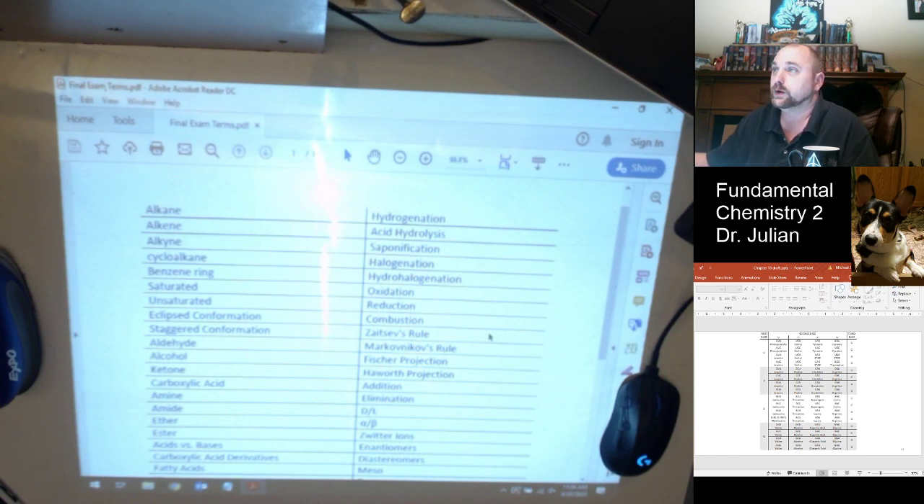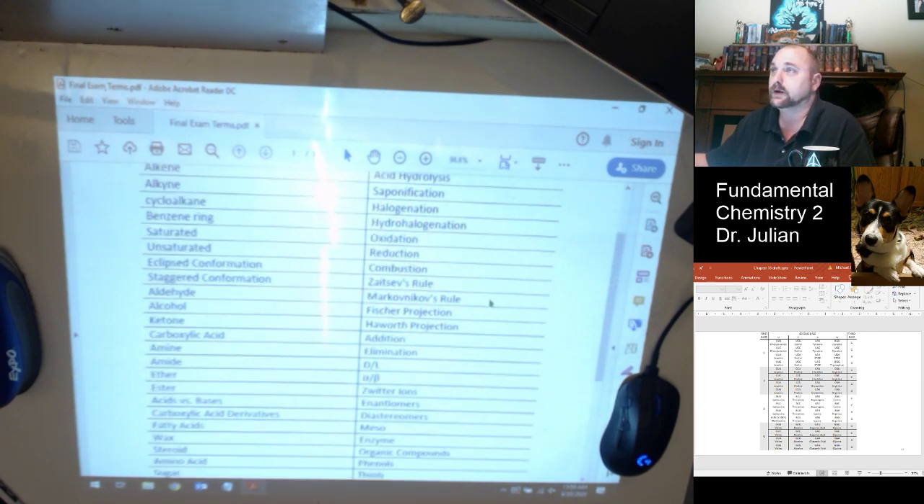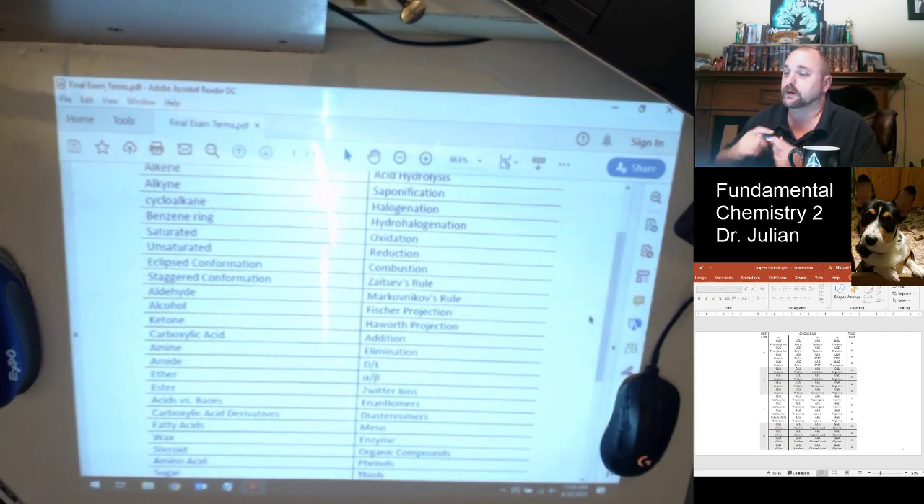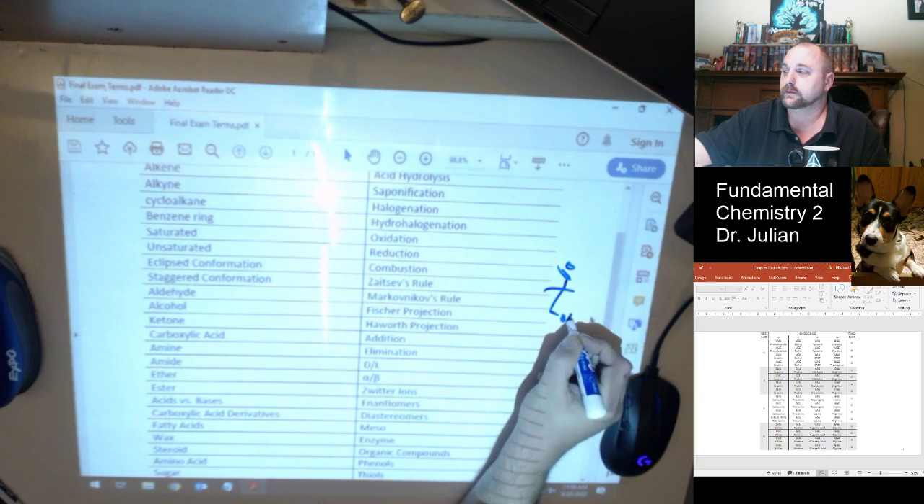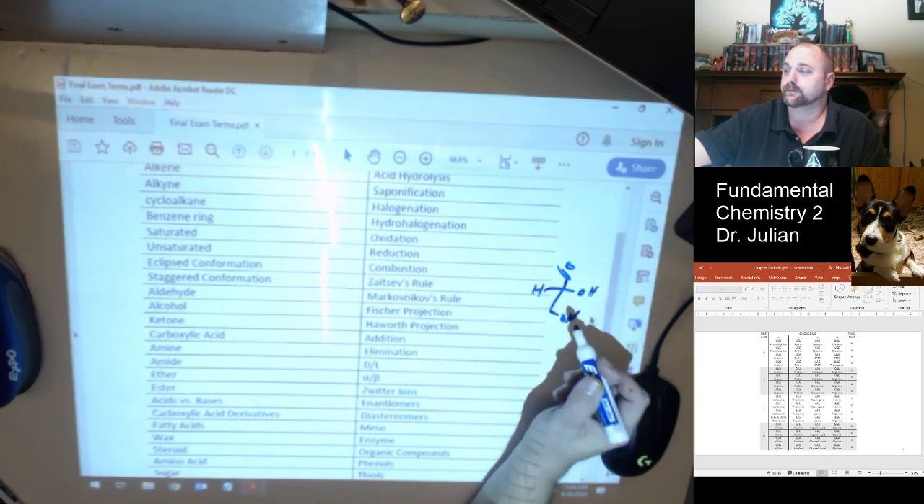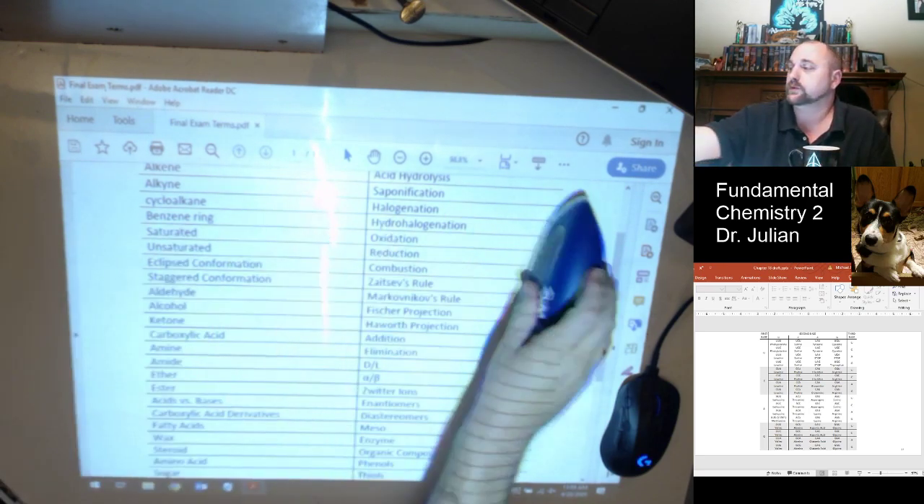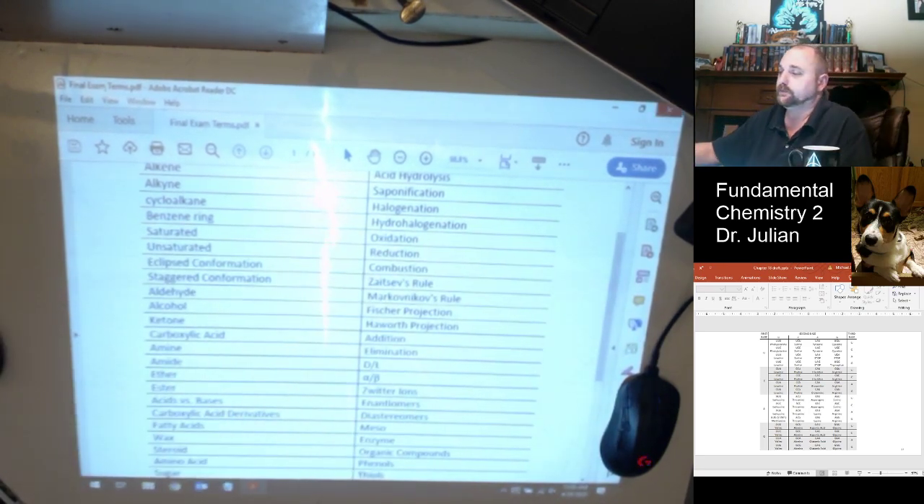Zaitsev's rule, we used that when we were making a double bond. So we want the internal double bonds are favored. Markovnikov's rule, when we do an asymmetrical addition reaction, the hydrogen goes to the carbon with more hydrogens. Fischer projection, those are our up and down pictures like that. Haworth projection, that's where we drew the ring and we looked at it from the side. Alright, and that's when we've got our hemiacetal linkage.